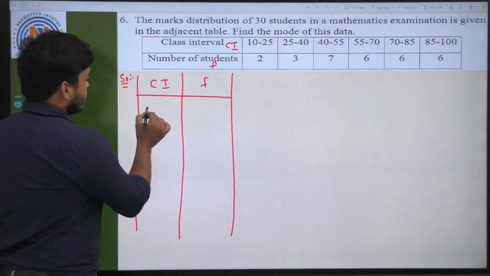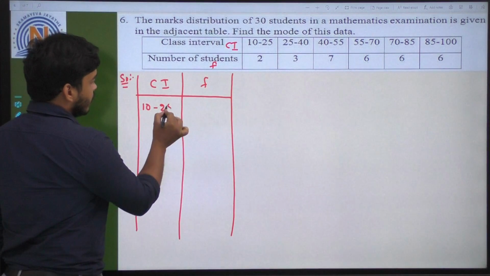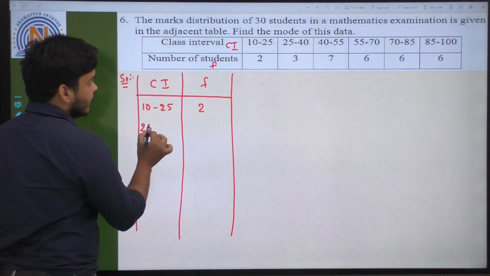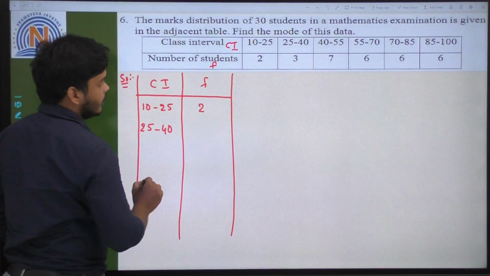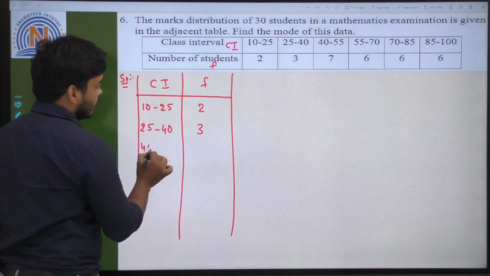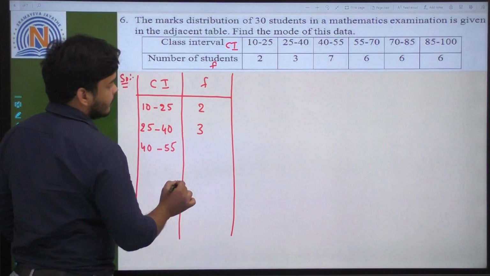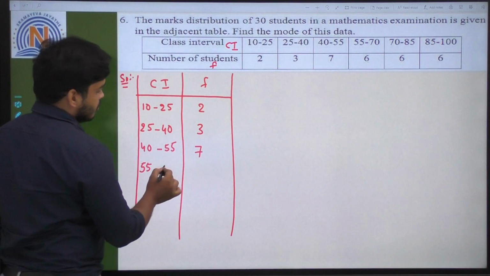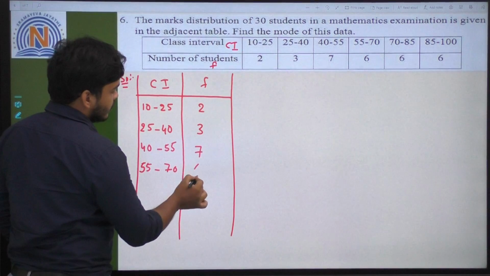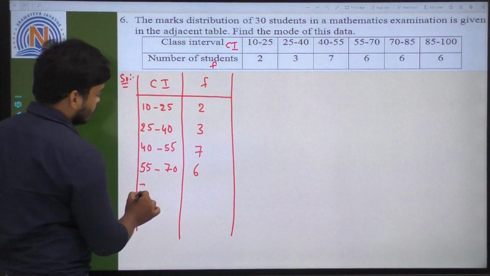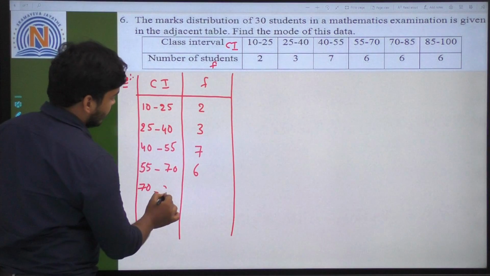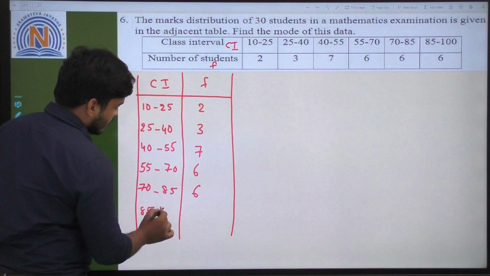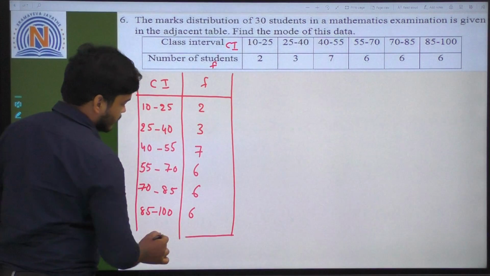The marks scored by students between 10 to 25 is 2 members, between 25 to 40 is 3 members, 40 to 55 is 7 members, 55 to 70 is 6 members, 70 to 85 is 6 members, and 85 to 100 is 6 members.